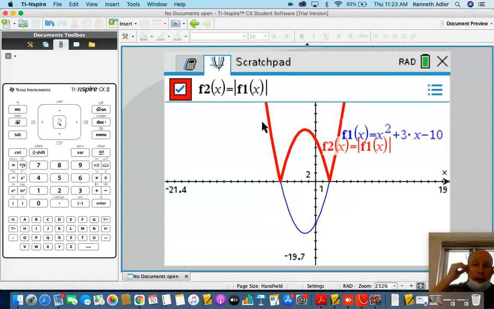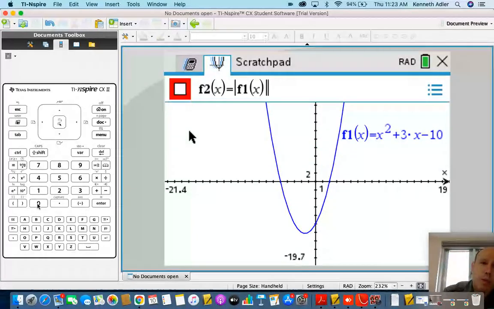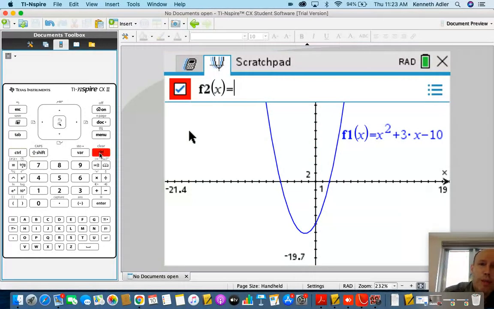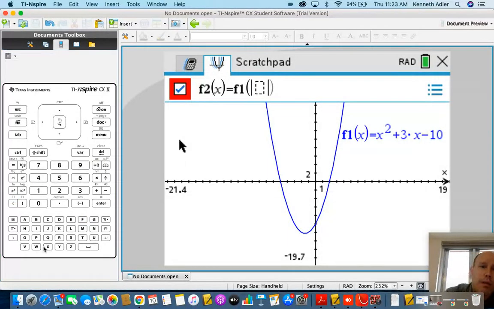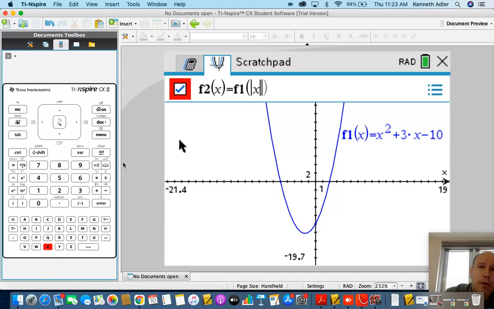Okay. So that's one thing IB wants you to know. The next thing IB wants you to know is, what happens if we take our original function, f1, open parentheses, but replace every x value with absolute value of x. That's what they want to know. Let me take this out. Enter.